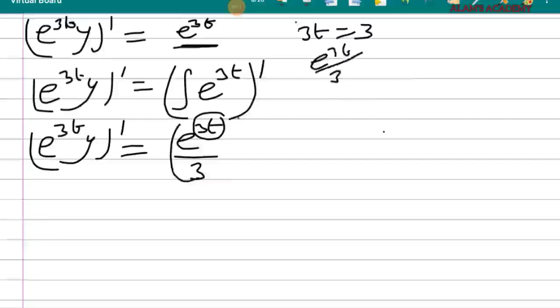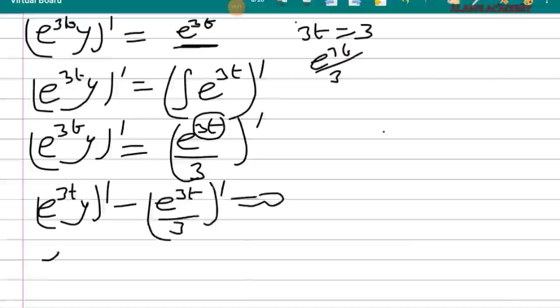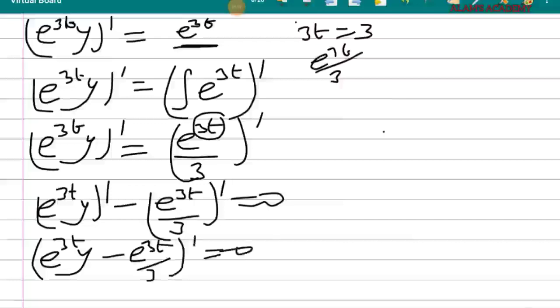Now we differentiate it again. Furthermore, we group like terms, and this is going to be equal to, I'm bringing this one across the equal sign, and that is going to be minus e exponent 3t over 3 all prime equal to 0. Factorizing everything into one bracket, I will have equal to 0, and we call this the total derivative.